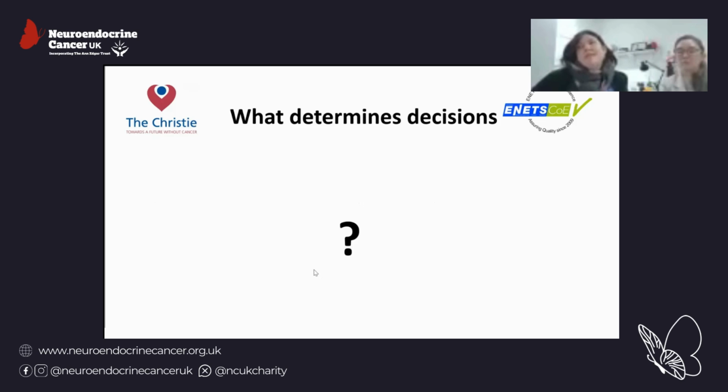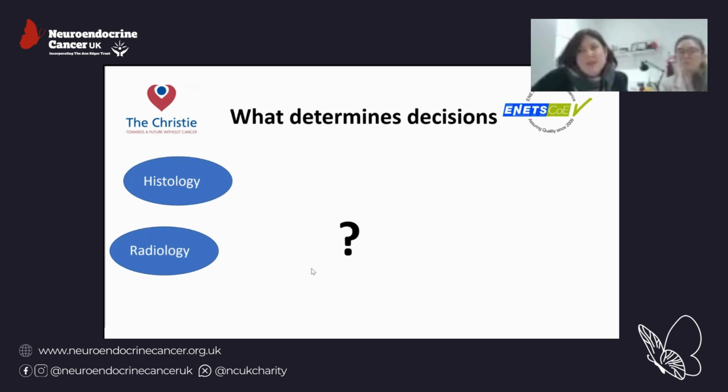So what determines decisions? So there's lots of things that can determine decisions. So histology, so the grading of the neuroendocrine tumour. So if it's well differentiated or poorly differentiated, treatment is very different. Sometimes when we have patients with cancer of unknown primary, the histopathology can give us an indication of where the primary is, and that can give us guidance on what treatments we can offer. Radiology, so the radiologist can let us know about where the primary is and what the burden of disease is.